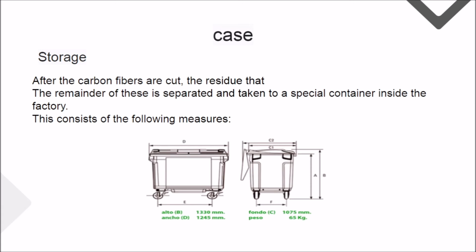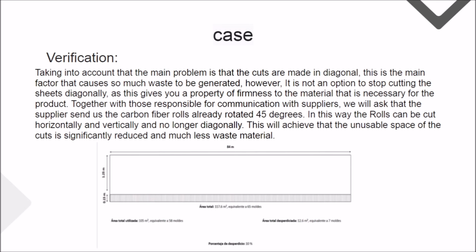Storage. After the carbon fibers are cut, the resin that is the remainder of this is separated and taken to a special container inside the factory. This consists of the following measures: verification, taking into account that the main problem is that the cuts are made diagonally. This is the main factor that causes so much waste to be generated.